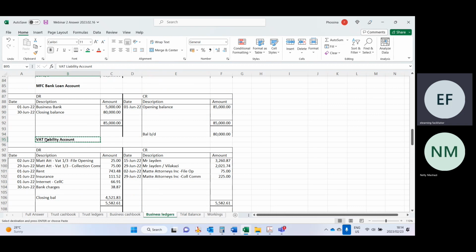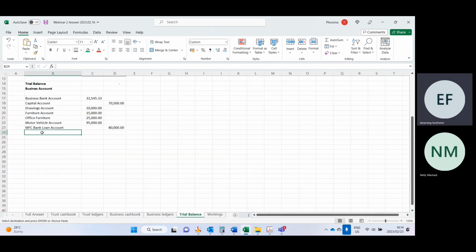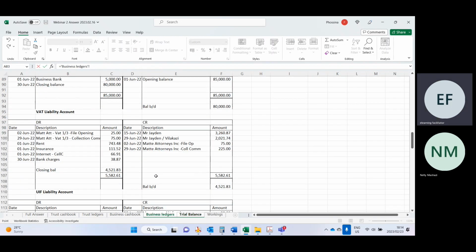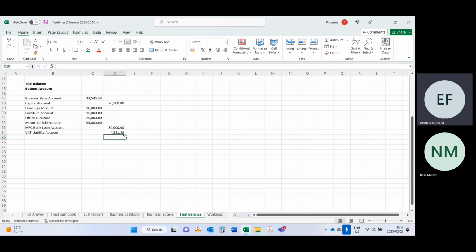And then our VAT liability, it's a liability account. It depends with VAT. So if we have got more expenditure than our fees, then it would have a debit balance. If we've got more fees than our expenditure, then we've got a credit balance. So in this case, you can see our credit is higher, which means that it's a credit balance. Credits are higher, credit balance.